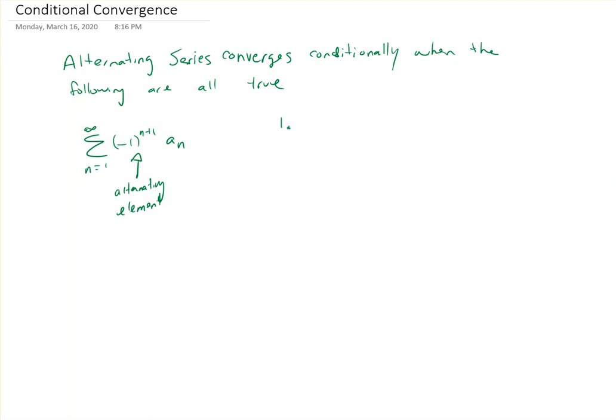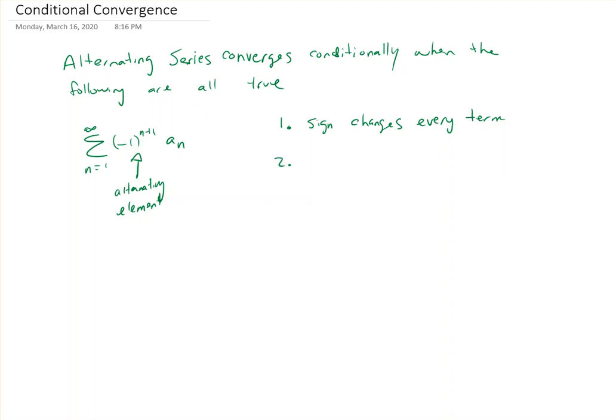One, the sign changes every term. What that means is that it can't be plus plus minus minus, or minus plus minus plus plus plus minus minus. It has to always be plus minus or minus plus minus plus. Okay, so it has to change every term.